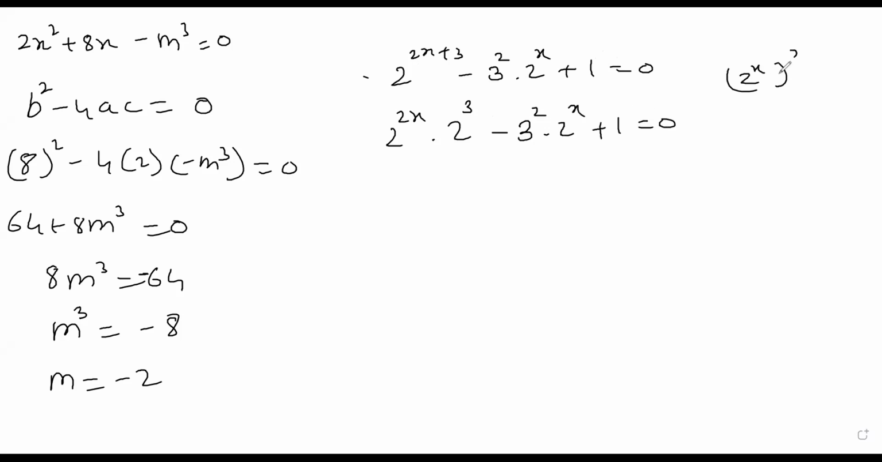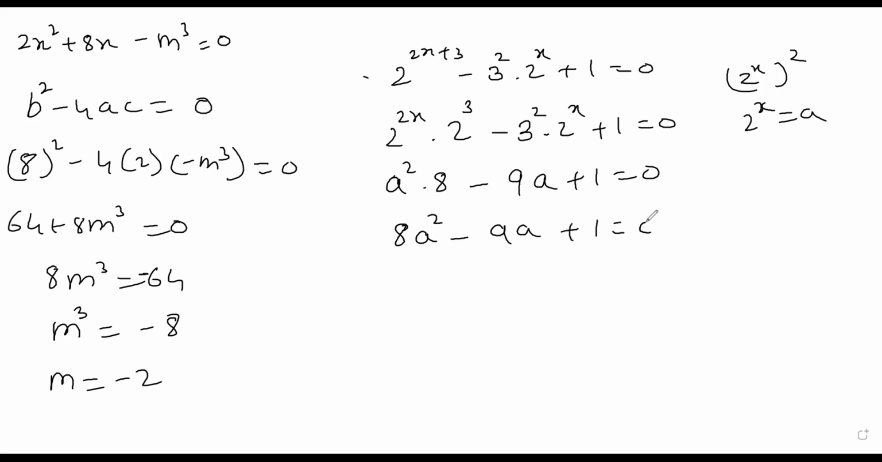2 raised to 2x is 2 raised to x bracket square. Let us call 2 raised to x as a. What will this become? a square into 2 cube, that is 8, minus 9, 2 raised to x is a, plus 1 is equals to 0. So 8a square minus 9a plus 1 is equals to 0.